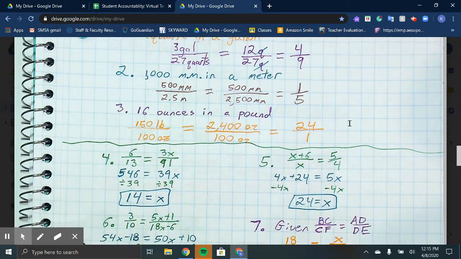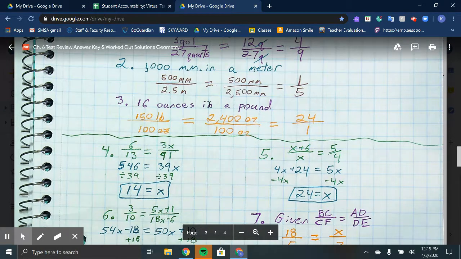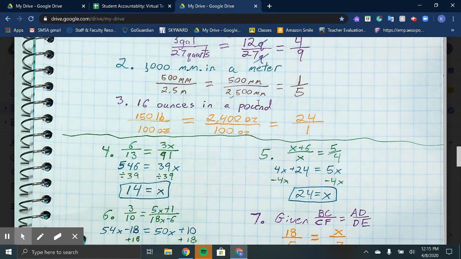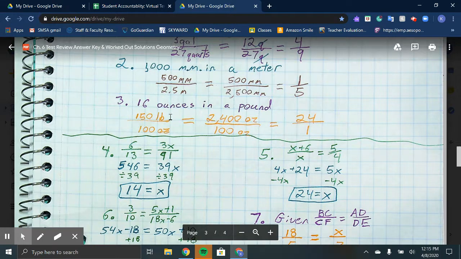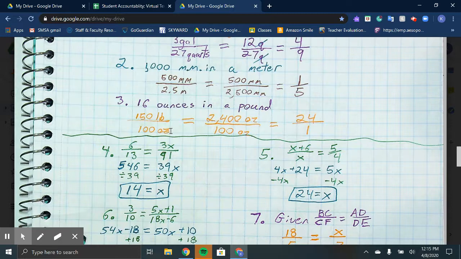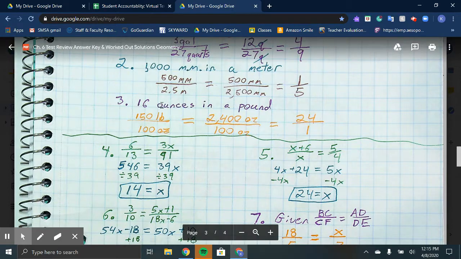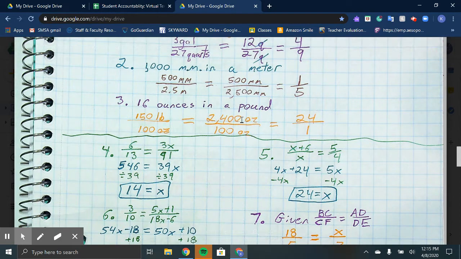And then with number 3, we have to remember there's 16 ounces in a pound. So if I have 150 pounds over 100 ounces, 150 times 16 is 2,400 ounces, which 2,400 over 100 simplifies to 24 over 1.